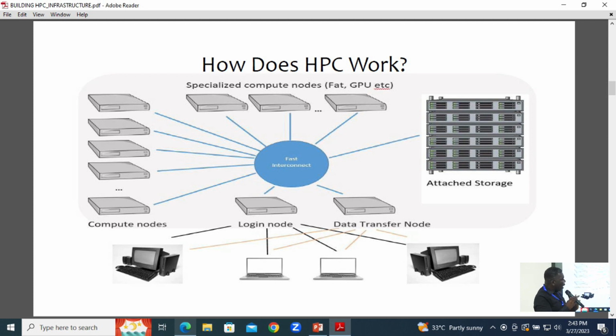Then you now have, if you can remember in our last HPC workshop, we talked about logging, when we were talking about LDAP, having single sign-on. You can implement all that in a standard high-performance computing infrastructure. Then you have the different users connecting to these resources to use. Then you have your data transfer node. So if you want to do your data transfer, there's what we call Globus. How many of you have heard of Globus before?